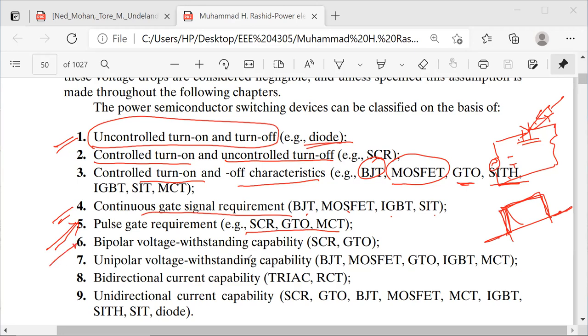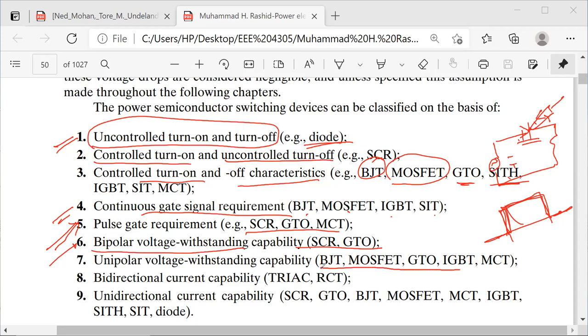Bipolar withstanding capacity. When you apply the SCR or GTO, it must withstand the forward voltage as well as the reverse voltage. Why? In the forward direction, unless you apply the gate pulse, it should not turn on. And also in reverse bias, it must not break down. Ideally, it should not break down even if you apply infinite negative voltage. So that is why it is known as bipolar withstanding capacity.